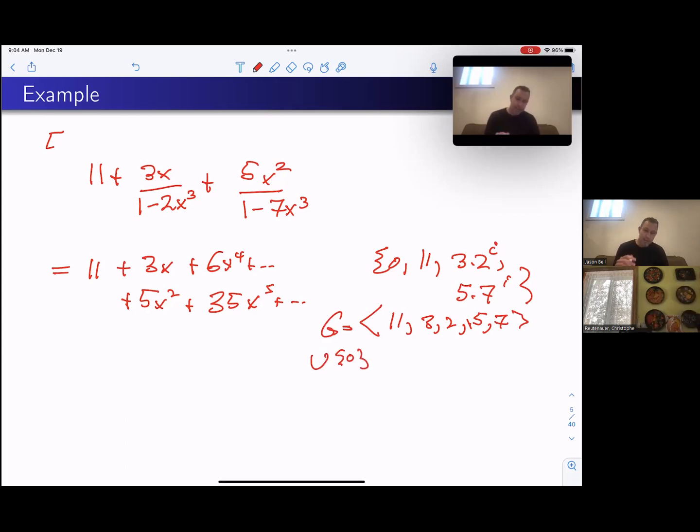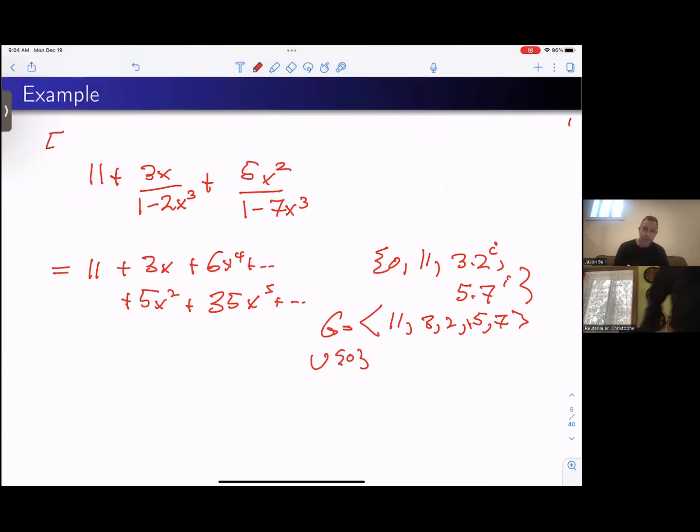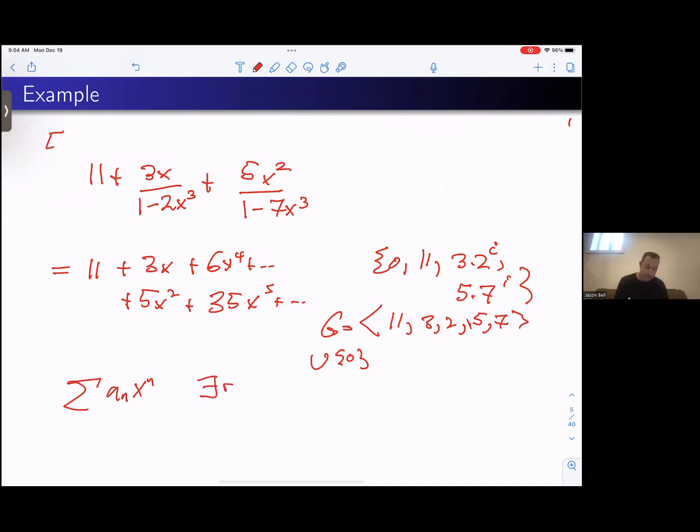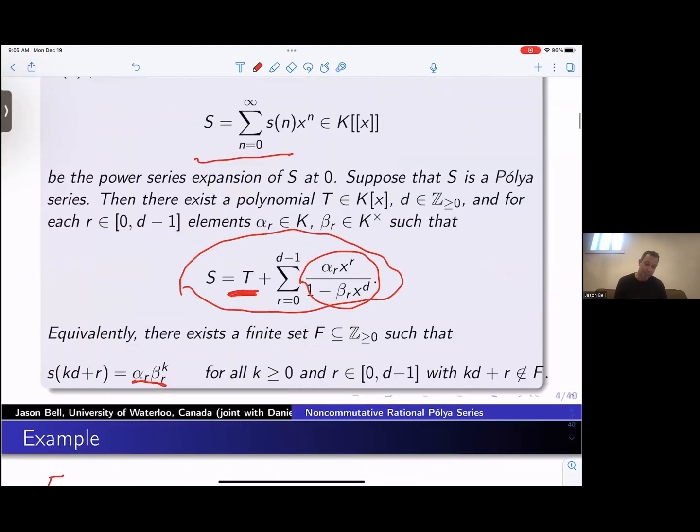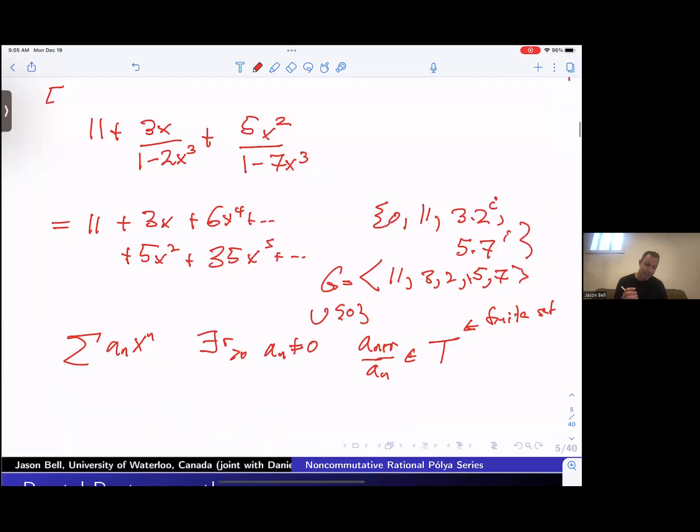And if you think about it, Pólya's theorem gives us a criterion that's easy to check if it's a Pólya series. If we have a series sum of a_n x^n, then saying it's Pólya is saying there exists an r such that if a_n is not 0, then a_{n+r} over a_n lies in some finite set. So it's very easy to check this condition, right?